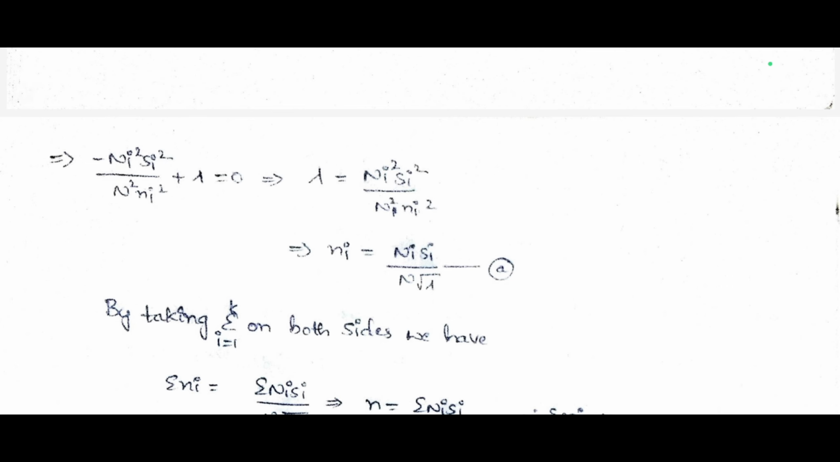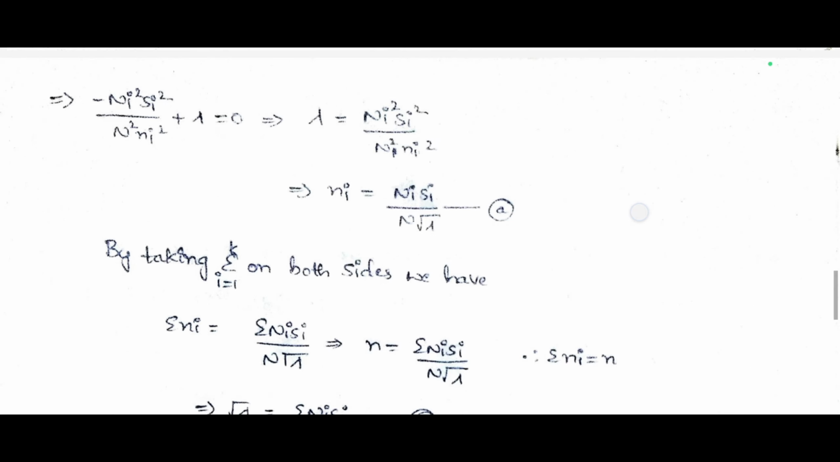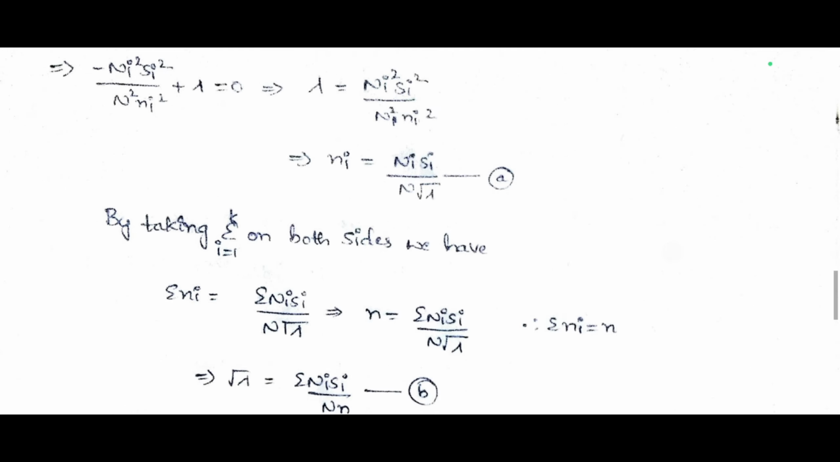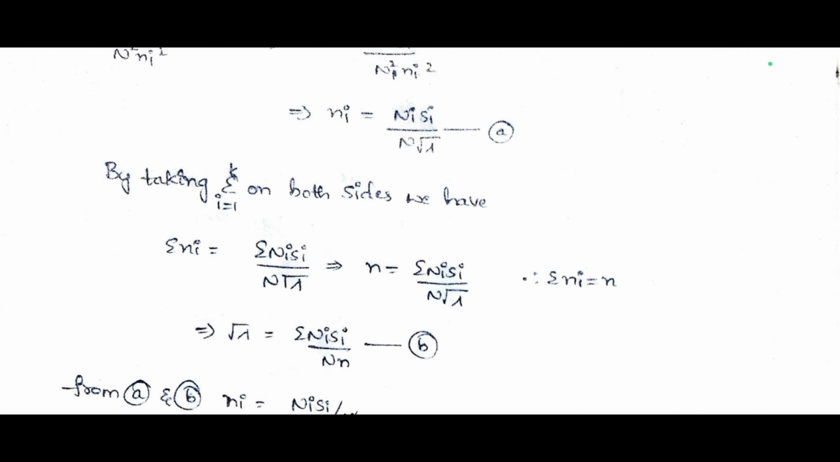Put it as an equation by taking summation on both sides, with i running from 1 to k: summation ni equals summation Ni Si divided by n of root lambda. So summation ni will become the capital N, small n. So n equals this, and from this you have to derive the value of root lambda.